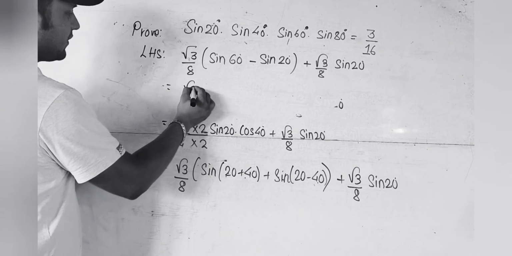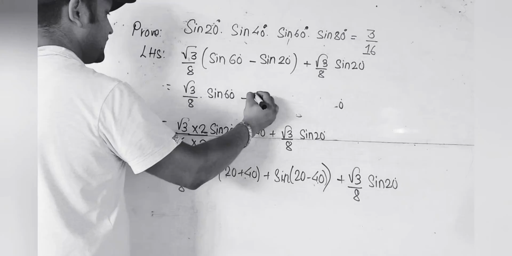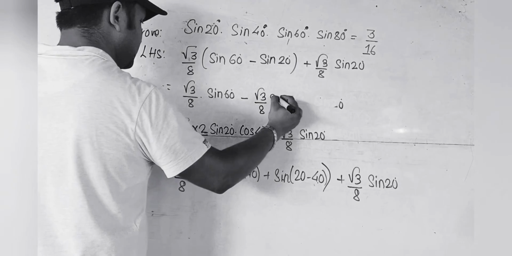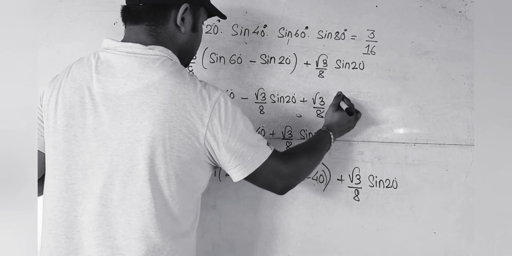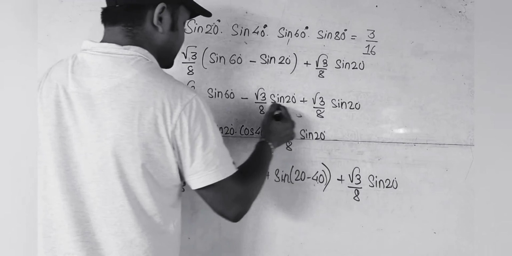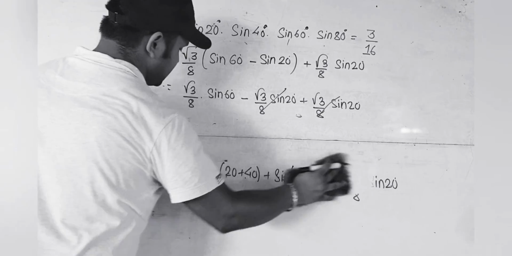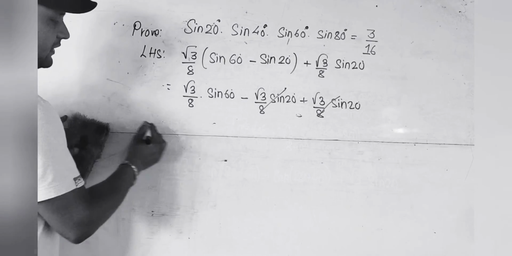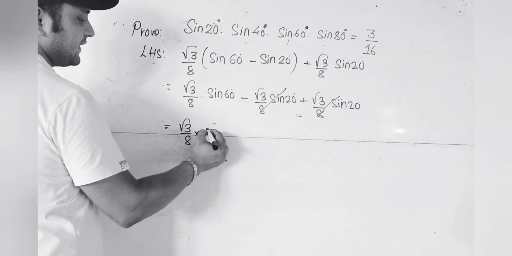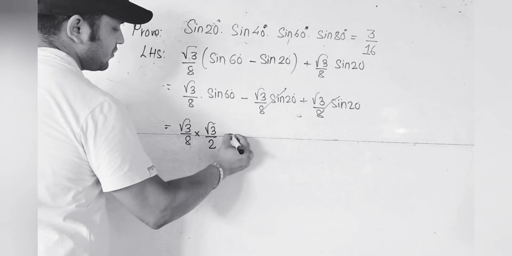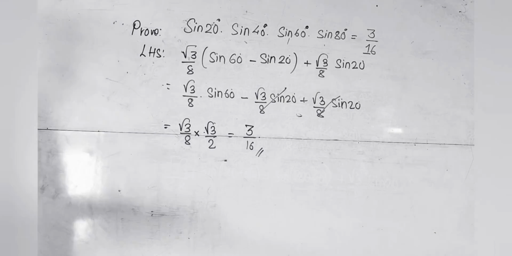Now let us multiply again. Root 3 by 8 into sine 60 minus root 3 by 8 into sine 20 plus root 3 by 8 into sine 20. Now they are like terms with different signs, so they can be cancelled. After cancelling them, what we have left is root 3 by 8, and the value of sine 60 degrees is root 3 by 2. Now root 3 into root 3 gives you 3, and 8 into 2 gives you 16. So this is how we finish our answer.